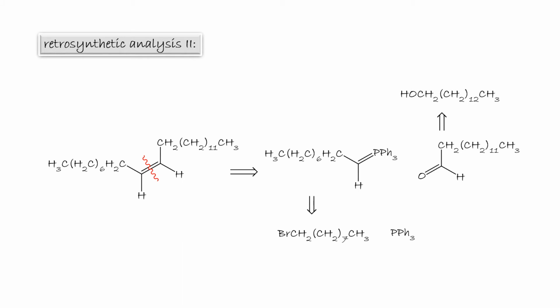We have another method, retrosynthetic analysis, for this compound. We can disconnect in here. One carbon will be positive and the other carbon will be negative. The synthetic equivalent of the positive will be the carbonyl, and the negative charge will be this ylide, which we can obtain from the alkyl halide with triphenylphosphine. We can get this aldehyde from commercially available primary alcohol, this compound.